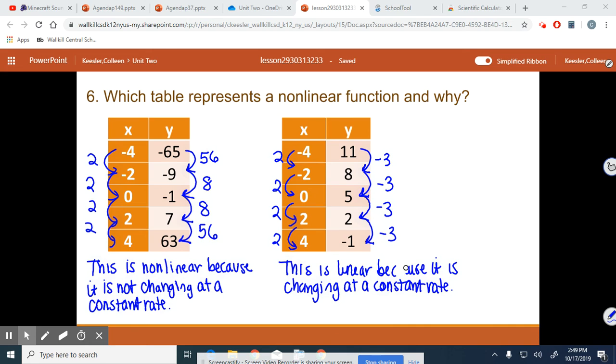All right, so again, when you're looking at a table, you just want to look for whether it's changing at a constant rate to determine if it's linear or nonlinear. If it is changing at a constant rate, it's linear. If it's not, it's nonlinear.